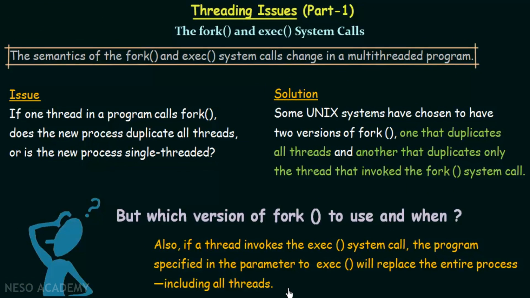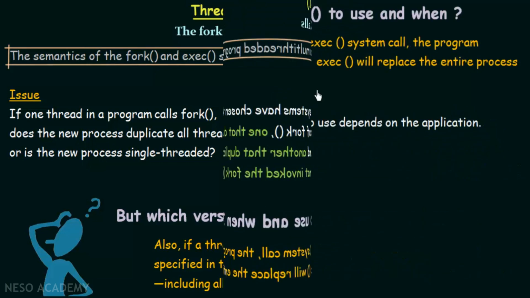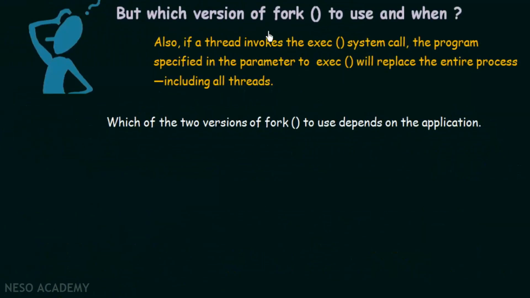Now let us try to understand which version of fork to use and when. Now we will combine the uses of fork and exec and see in what scenarios the fork and exec system calls are invoked, and which one to use when. So which of the two versions of fork to use depends on the application. Let's see how we decide which one to use.